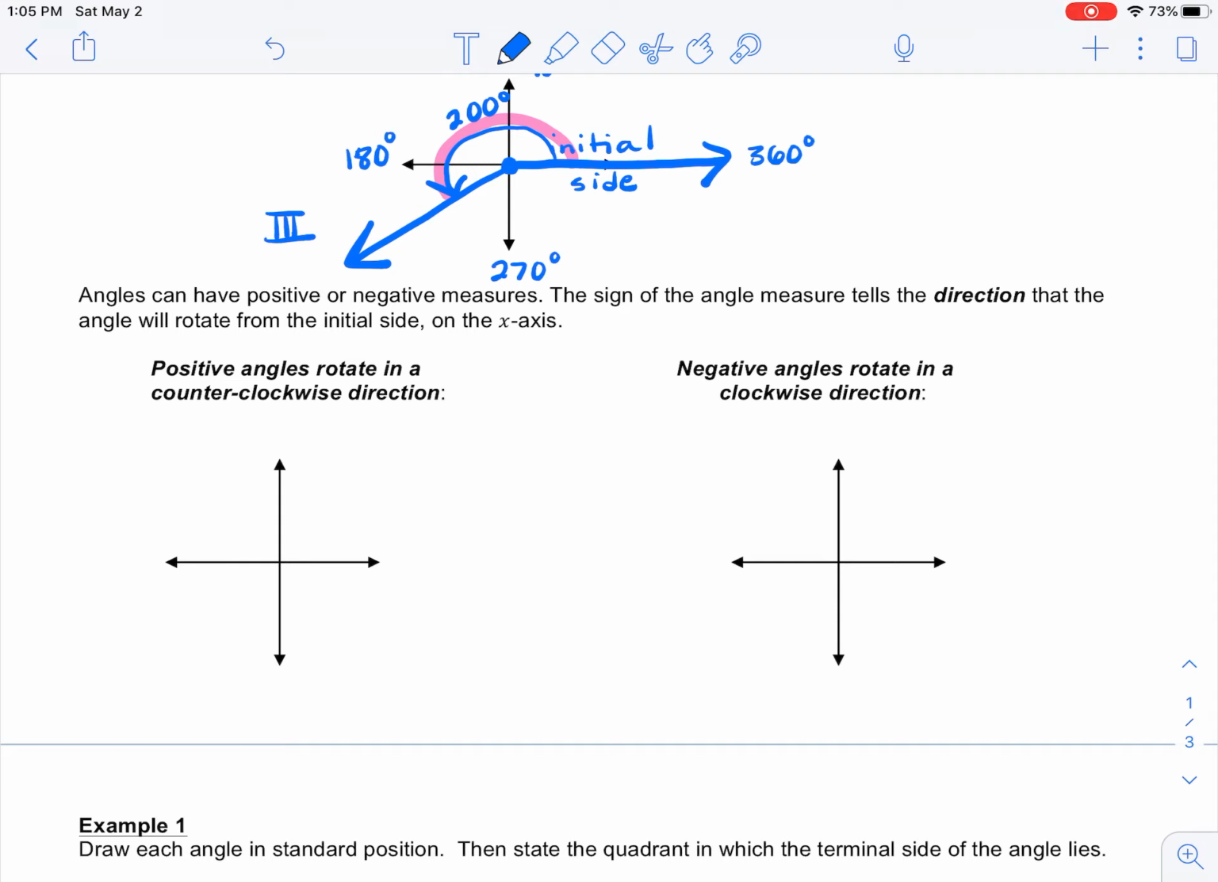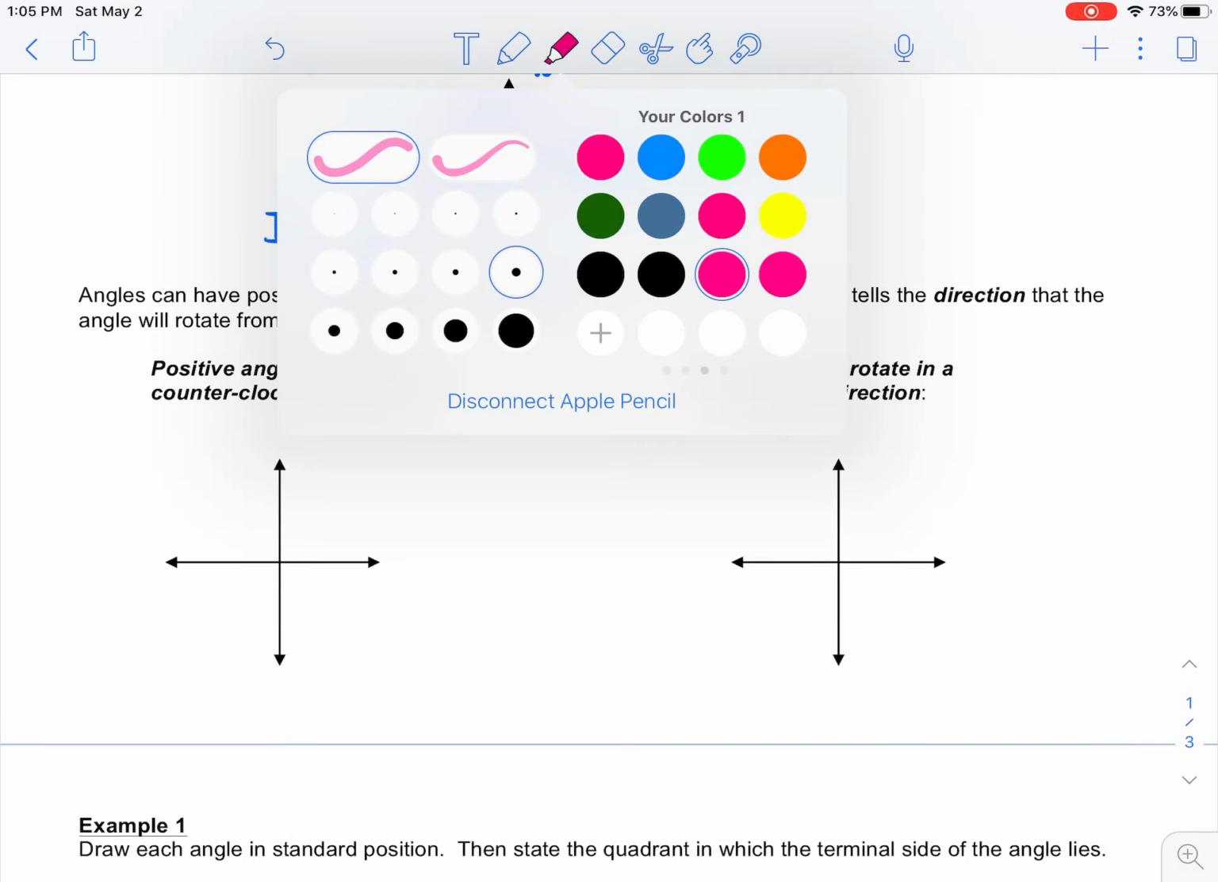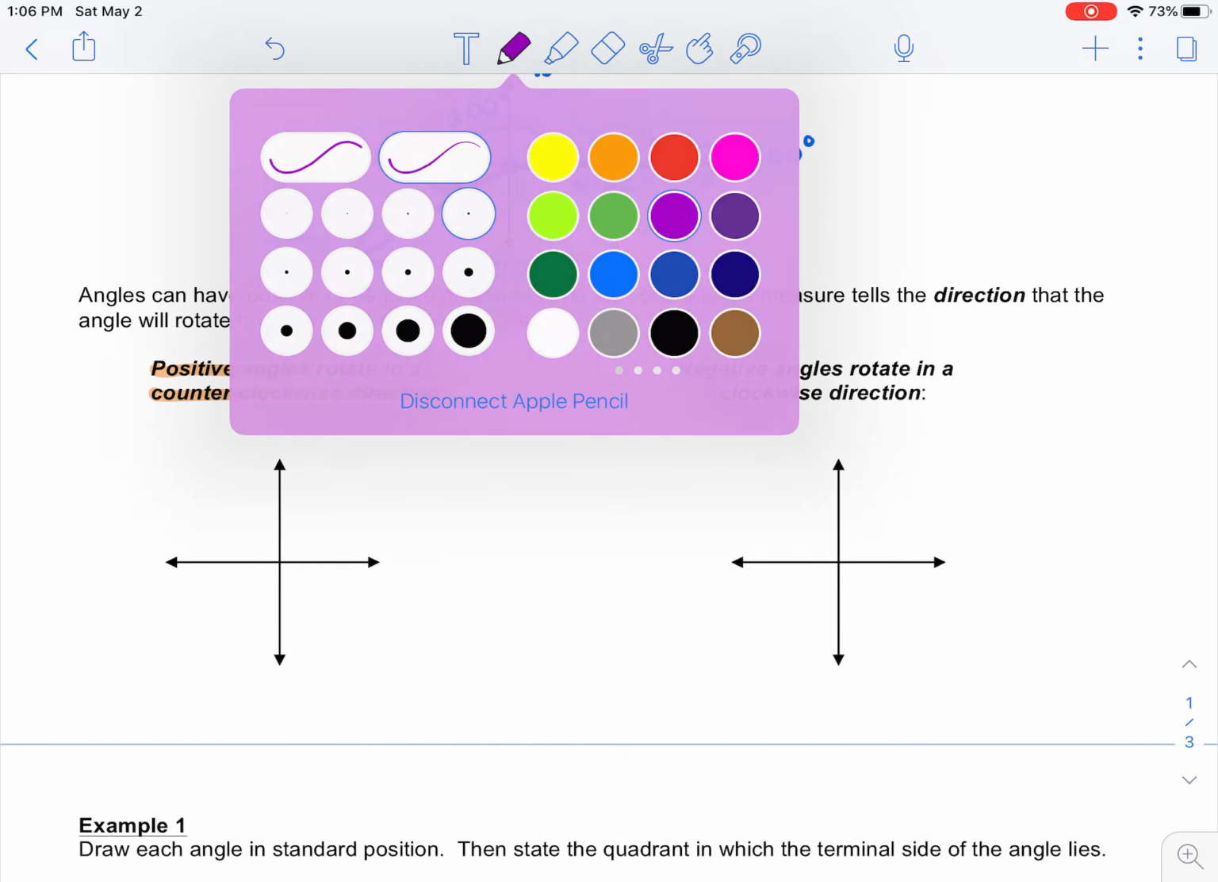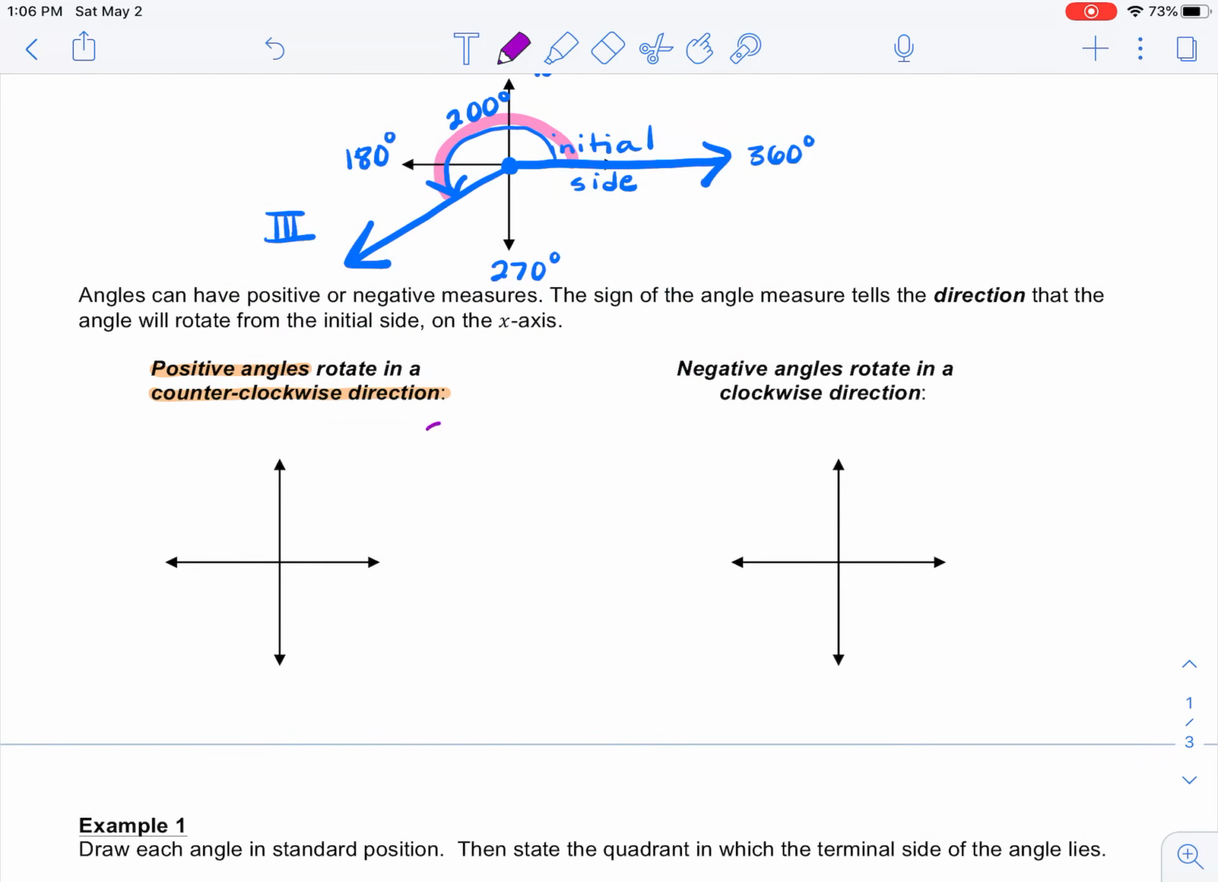We've drawn the terminal side by going counterclockwise. So positive angles rotate in a counterclockwise direction. Okay, so let me give you another example. What if I asked you to draw a 300-degree angle?